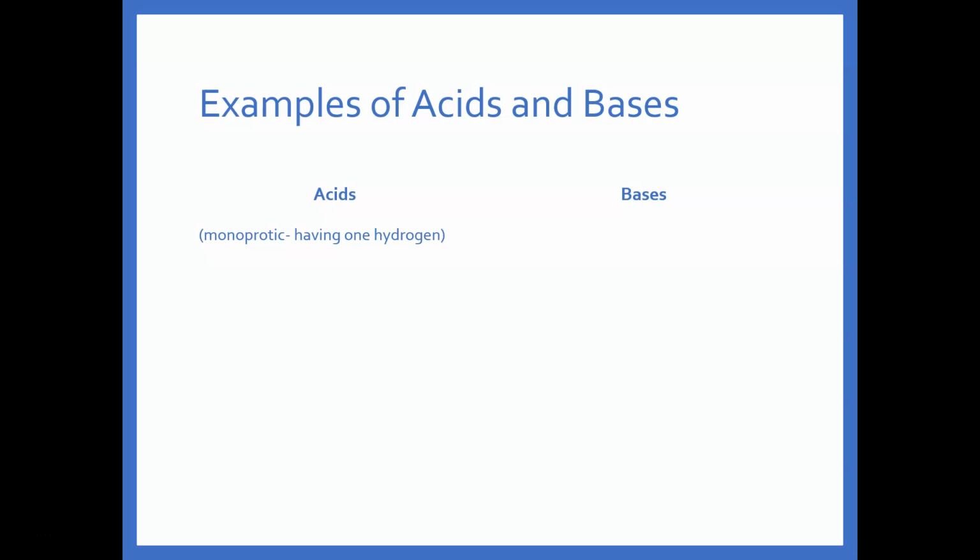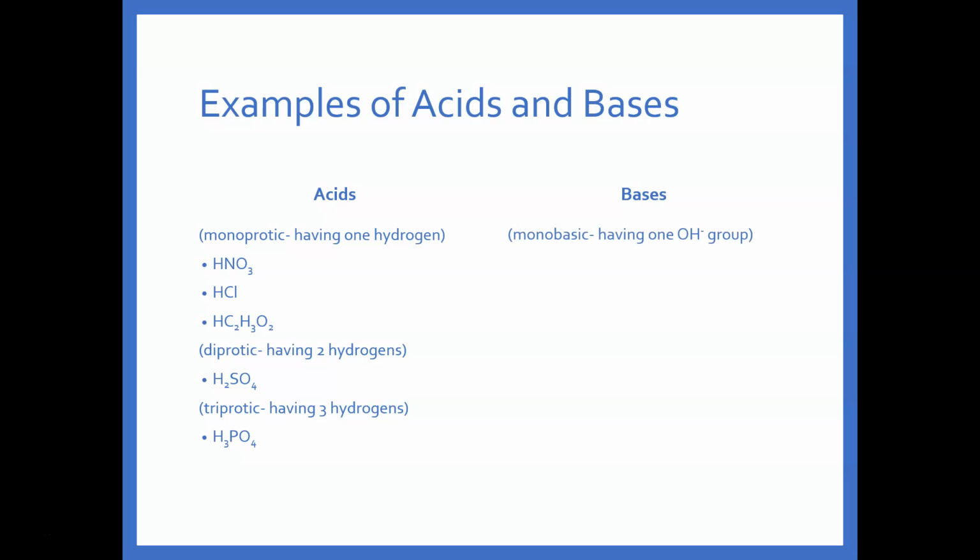Acids can be monoprotic, meaning they only have one hydrogen, such as HNO3, nitric acid, HCl, hydrochloric acid, or HC2H3O2, acetic acid. They can also be diprotic, meaning having two hydrogen ions, di meaning two, such as sulfuric acid. And they can also be triprotic, meaning having three hydrogens, such as phosphoric acid.